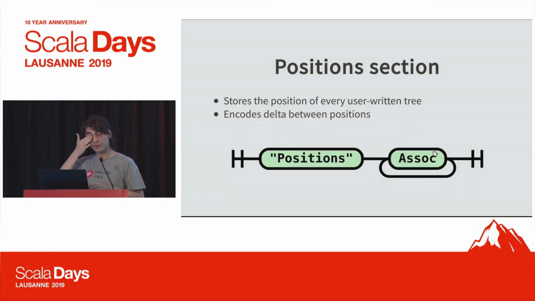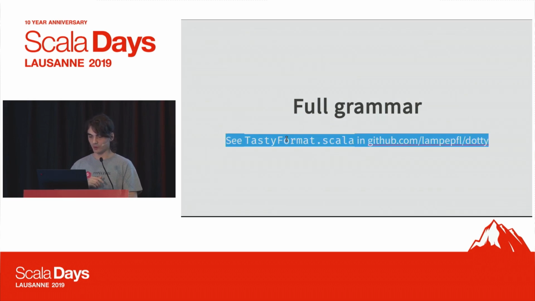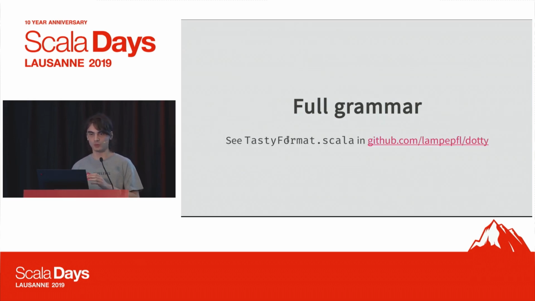And finally, a very important section is the position section, which stores the position, the offset from the beginning of the file, of every tree that has been written by the user. I say user-written tree because, as we've seen before, when you type check your program, you create new trees which are not written by the user. You need to distinguish them from those the user wrote, because when you hover over something in your IDE, for example, you want to see the type of the thing that's written down and not the type of the synthetic thing the compiler put on top of your code. This uses a pretty interesting delta encoding that I'm not going to detail because it's a bit complicated, but you can see the full grammar with an explanation in the tastyformat.scala file in the Dotty repository.